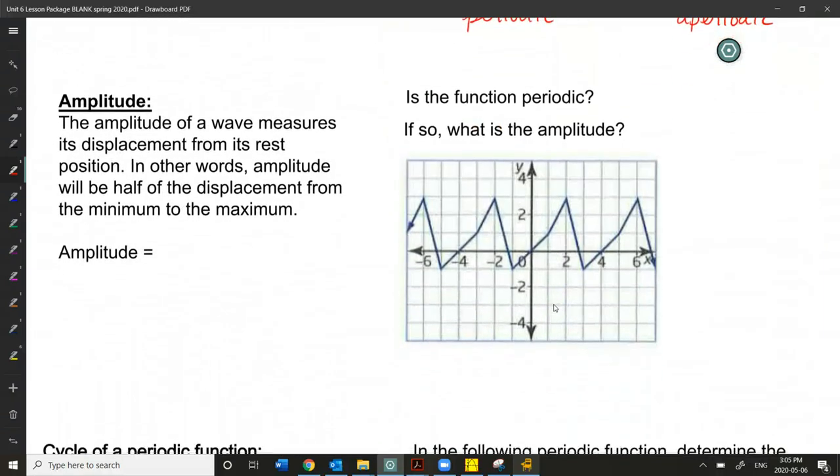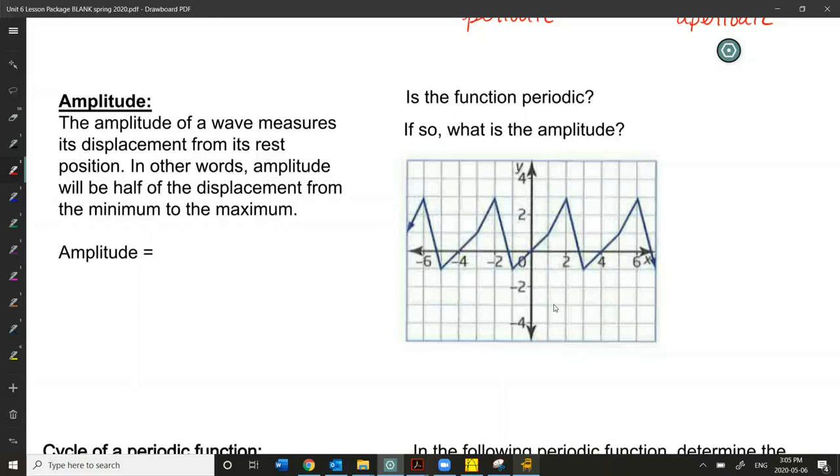Most of the time when we talk about the next few things here, amplitude, cycle, and period, we talk about wave functions. I am going to show you some general periodic functions, but these are more applicable once we get into actual smooth curved wave functions. We can find the amplitude of a regular periodic function, but it's more applicable with waves.